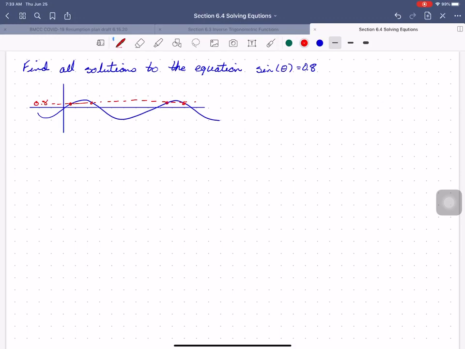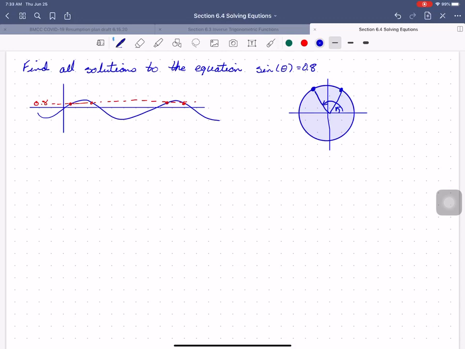Okay. So if we think about just one cycle around, we're looking for the first two, and then we know we can add 2 pi to get to the others. So let's think about this in terms of our unit circle. Unit circle-wise, what we're looking for are these two angles up here because they both have a sine of 0.8. So we're looking for this guy and this guy. And then we can add 2 pi to both of them.